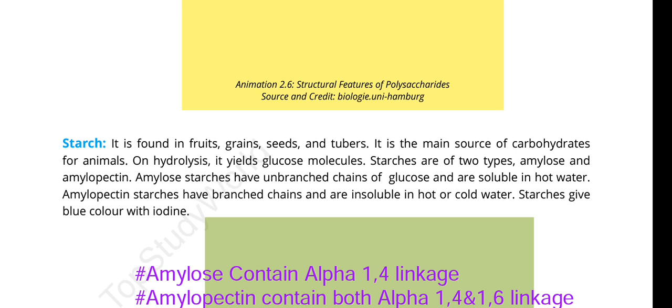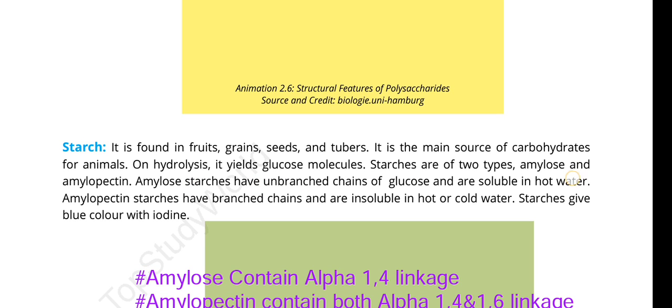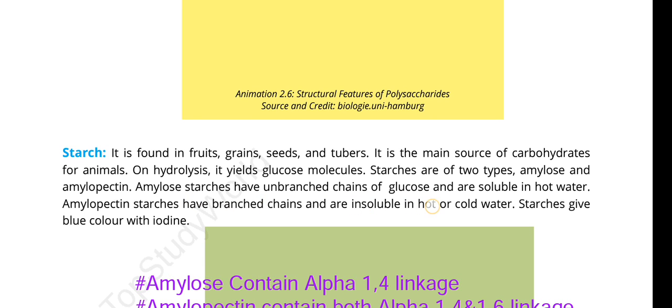Starch is of two types, amylose and amylopectin. Actually, what is meant by amylose and amylopectin? These are just the two types of starch. Amylose is the non-branching starch, and amylopectin is a branching starch. Amylose is soluble in hot water, but amylopectin is insoluble in both hot and cold water. So amylose starch has an unbranched chain of glucose and is soluble in hot water. Amylopectin starch has branched chains and is insoluble in hot and cold water.